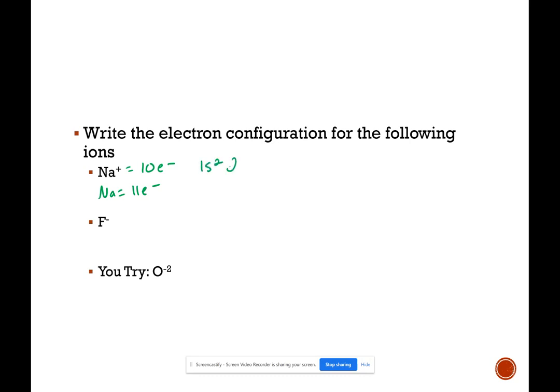So 1s2, that's 2 electrons. 2s2 is 2 more, so that's 4. So 2p6 is what I need to get to 10.